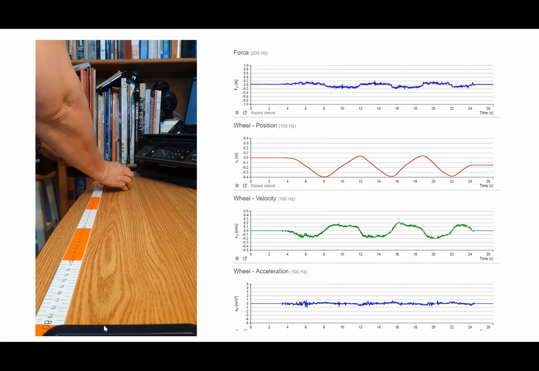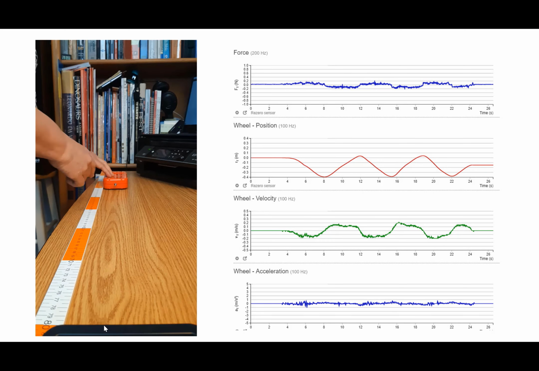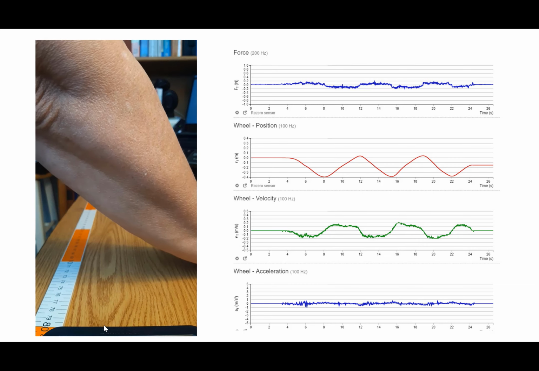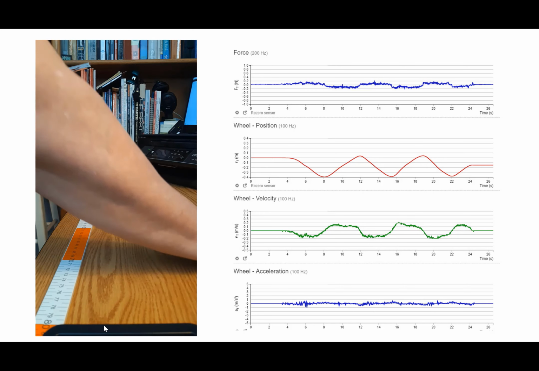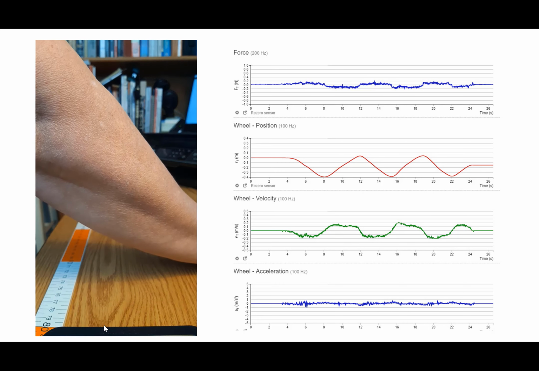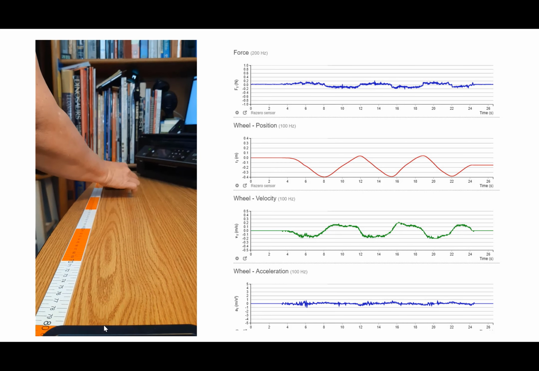So I'm going to set this device here. We're going to pull it up and down our meter stick so that you can actually see the motion. I'm going to start the recording on the computer, so we're actually going to see this in real time. I'm going to hit record. So this motion is going to be real time.